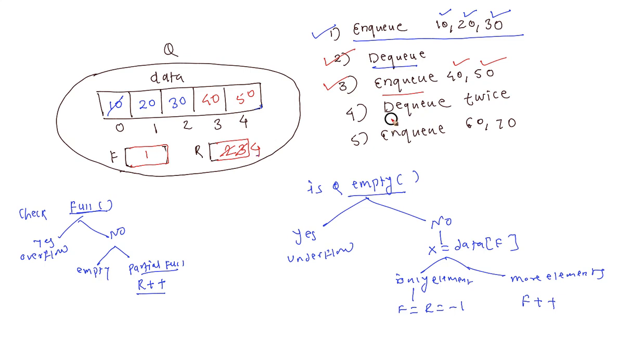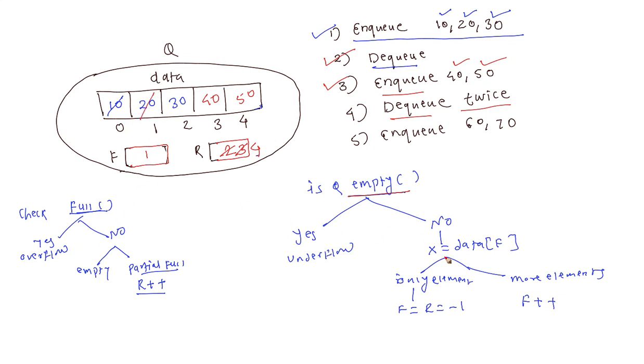Then perform DQ twice. 2 times we have to perform DQ now. So before performing DQ, check whether the Q is empty. Check F. F is not minus 1. The Q is not empty, not underflow. We'll follow this. Remove an element from F location. F is 1. So remove an element from location 1.